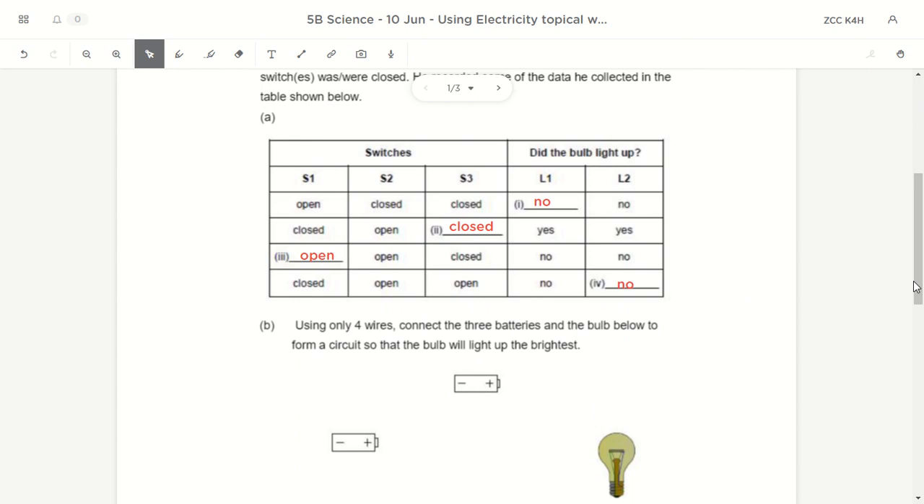If there's a closed circuit, it will light up. If it's not a closed circuit, it will not light up. It's as simple as that.